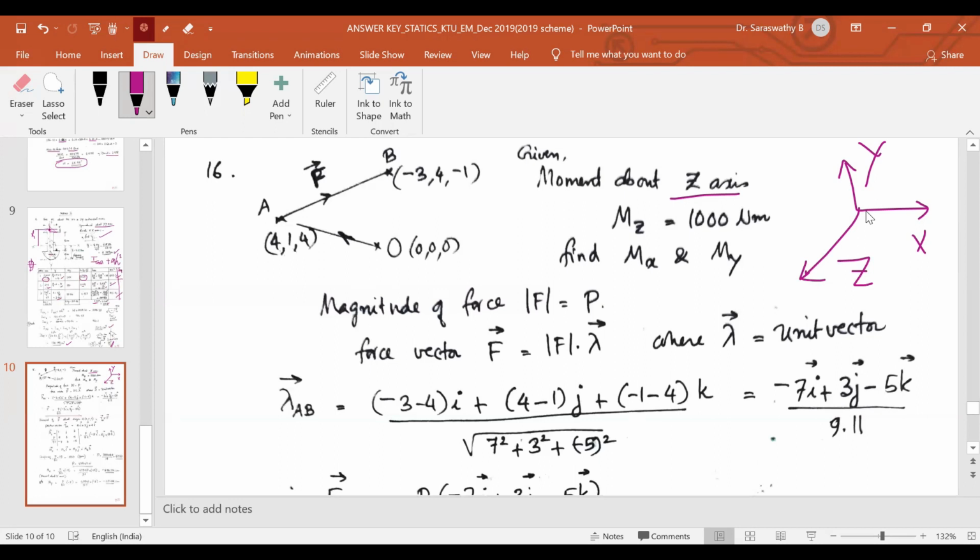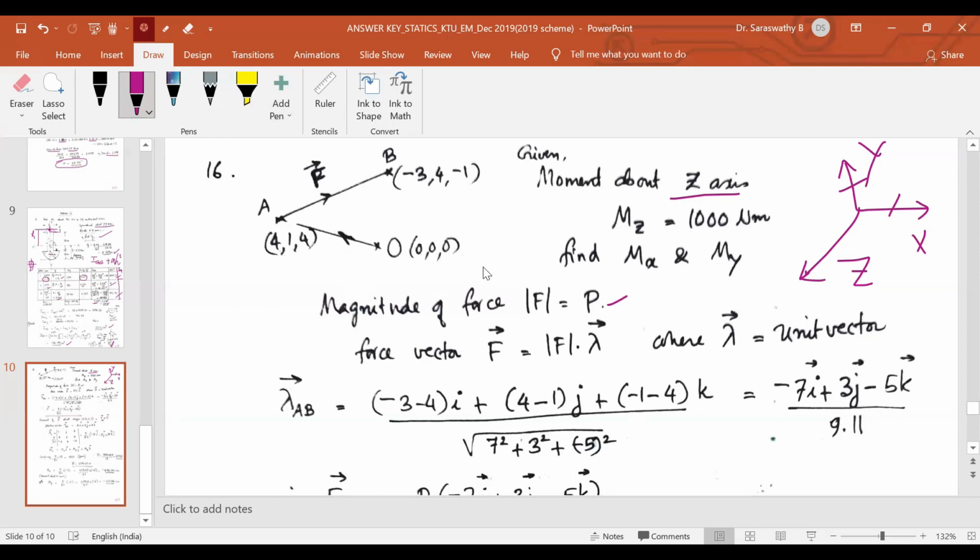Moment of that force about the Z axis is given as 1000. If so, what is the moment about Y axis and X axis? This is the question. Okay. What about the moment? The force F, magnitude is not given. Magnitude is given as P.